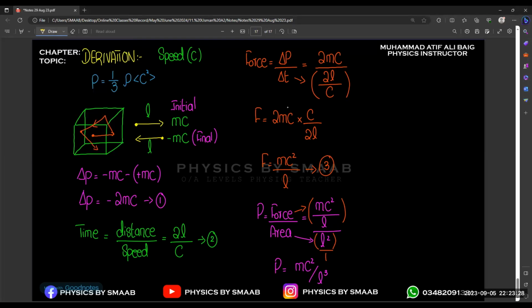Let's suppose we talk about n number of molecules, because we don't know how many molecules there are. So there are n number of molecules, right? So basically your final formula will be equal to nmc square over 3 times l cubed, right? Clear? Yes. And we need to convert this.